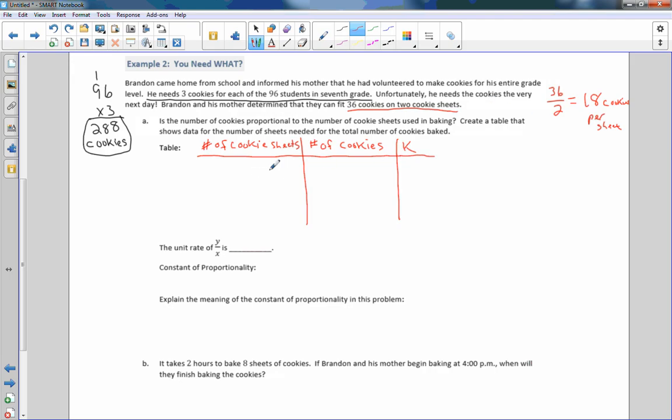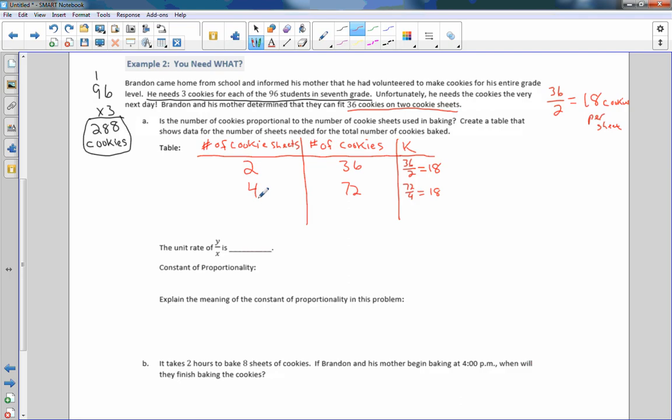So for starters, we knew that they were giving us 2 cookie sheets, gave us 36 cookies, and the constant of proportionality would be 36 divided by 2, which equals 18. So I already did that over here, but we should show it in our table. So then, remember, multiplication's repetitive addition, so 2 plus 2 is 4, or 2 times 2 is 4. And 36 plus 36 is 72, or 36 times 2 is 72. And when we have 4 cookie sheets, we can make 72 cookies. 72 divided by 4 is also 18. Okay. And we continue on in this fashion. And we need 288 cookies.